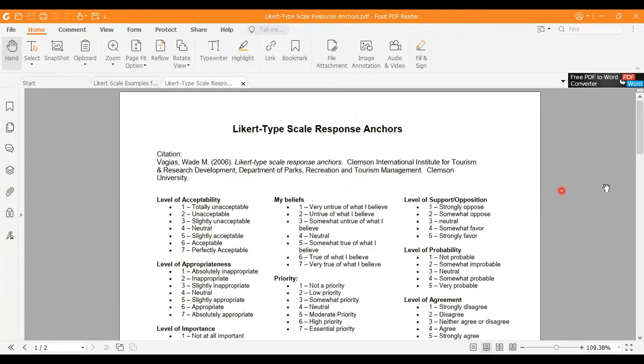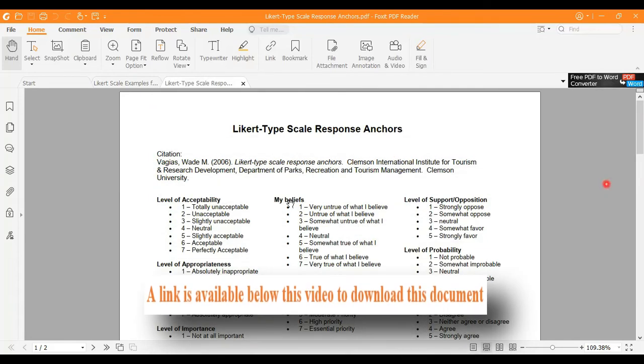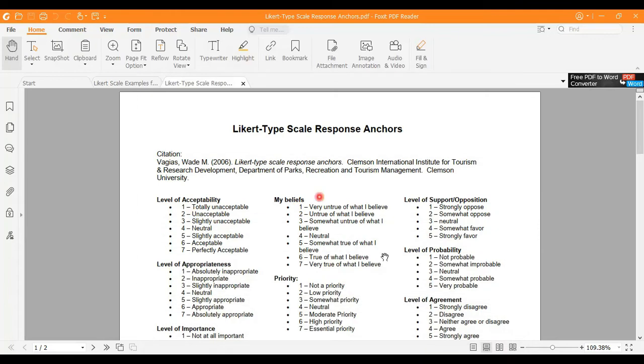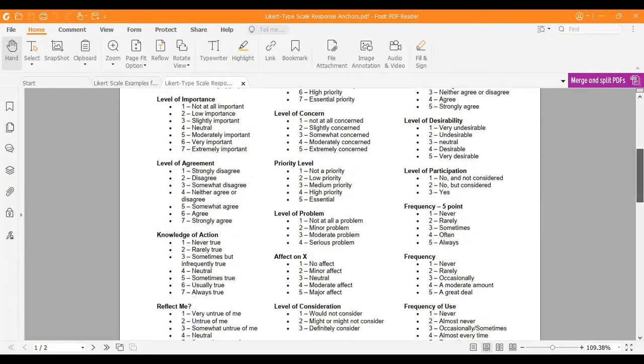Then another file is there. By the way, I have left the link of all these documents along with the PPTs below this video. The Likert scales are there: acceptability, beliefs, support, probability, level of agreement, priority, appropriateness, importance, concern, desirability, participation, agreement, knowledge of action, and effect on X, on the cause and effect, like the effect of anything on X, Y, whatever you write there.